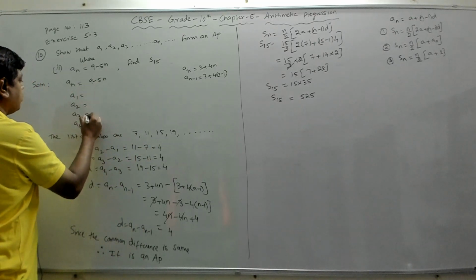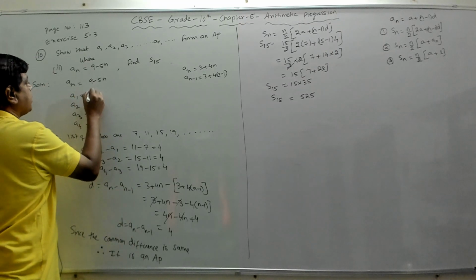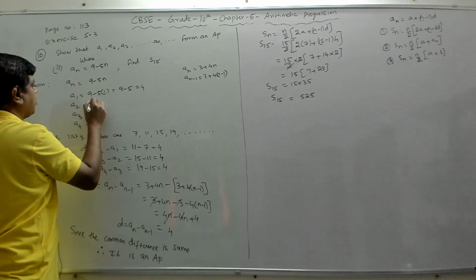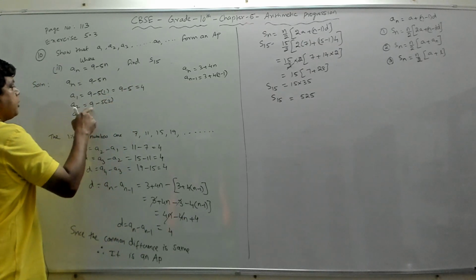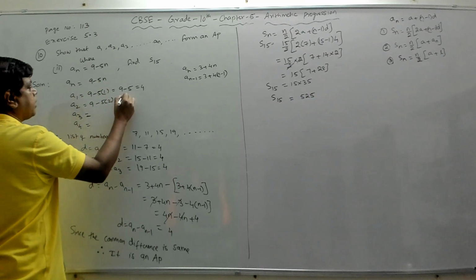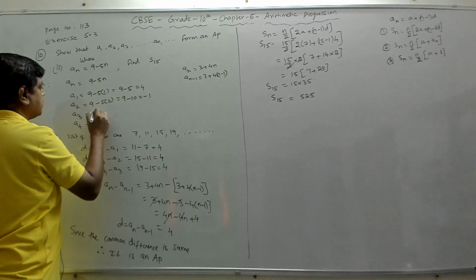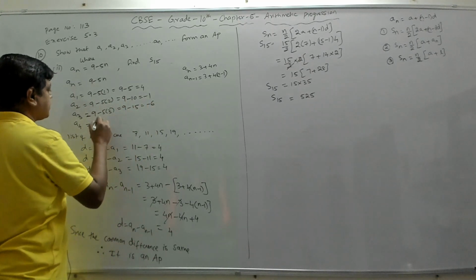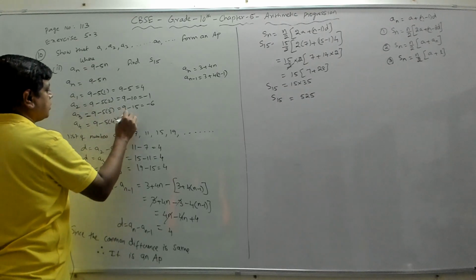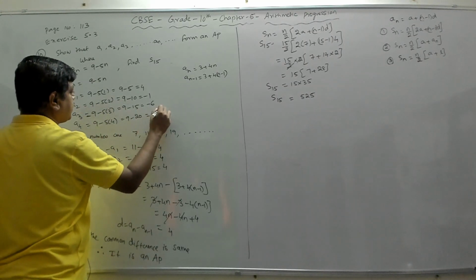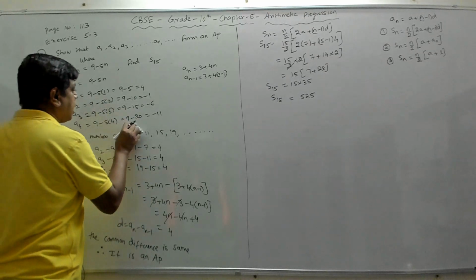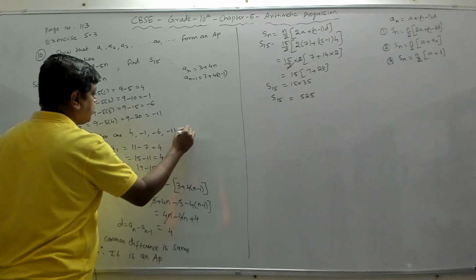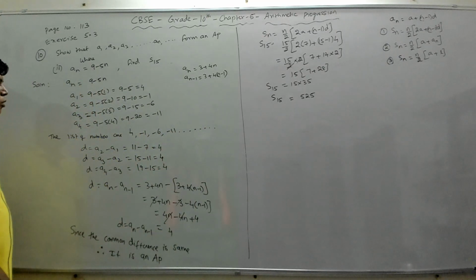Same thing. So if you follow this, a1 will be 9 minus 5 into 1. That becomes 9 minus 5, which is 4. Now 9 minus 5 into 2, because a2 is 9 minus 5n, n is 2. So you get 9 minus 10, which is minus 1. So 9 minus 5 into 3, that is 9 minus 15, which is minus 6. So 9 minus 5 into 4, that is 9 minus 20, which is minus 11. So the list of numbers are 4, minus 1, minus 6, minus 11, dot dot dot. Now we'll find D. D is what?